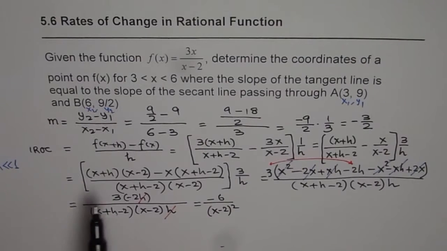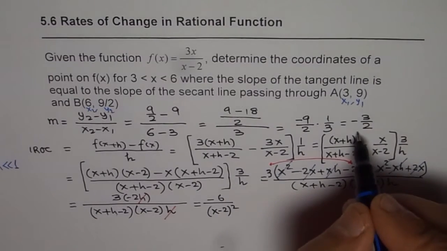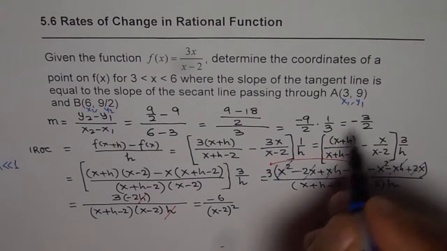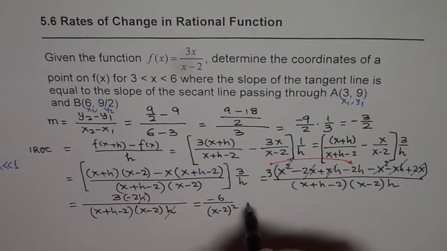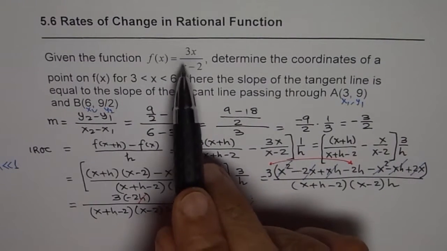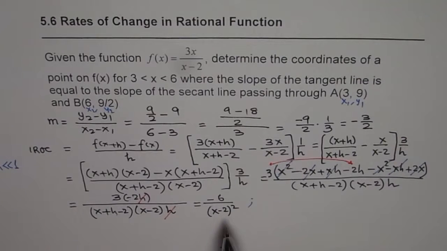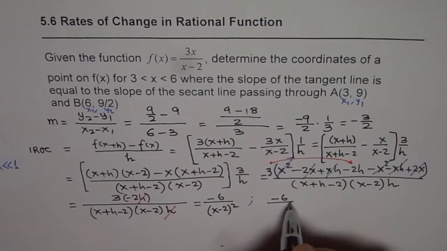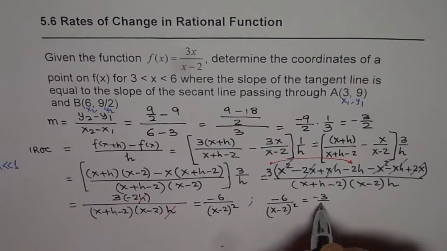So the instantaneous rate of change at any point x is minus 6 divided by x minus 2 whole square for this. But what are we given? We want to find a point where the slope is minus 3 over 2, right? So we will write this slope as minus 3 over 2, correct? Since I need a point on my function where the tangent slope is minus 3 over 2, I will equate minus 6 over x minus 2 whole square equals minus 3 over 2. Do you see that?